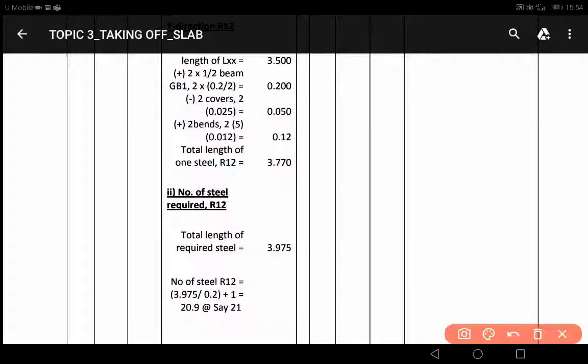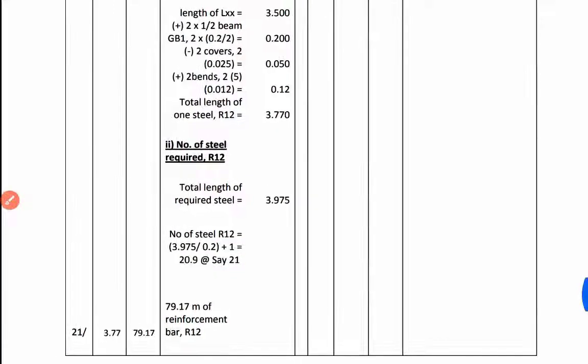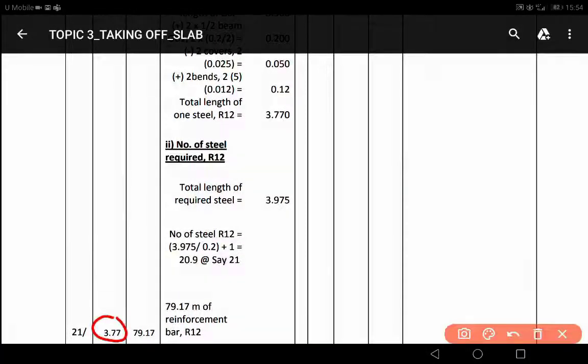So we look at the answer provided for the Y direction. Right, so first for the length 3.5 minus with 2 half beam and minus with 2 cover plus with 2 bend, so you will get 3.77. So the value you put inside of the dimension, and then you need to calculate the number of bar. So you will get the length required bar is 3.975, and then you divide by the spacing plus 1, you will get 20.9, and you must round up, it will be 21. So 21 you put inside of the times sign, so you multiply, you will get 79.17 meter of reinforcement R12.